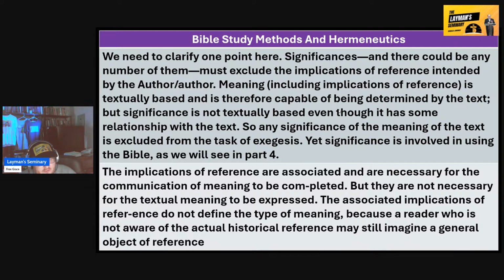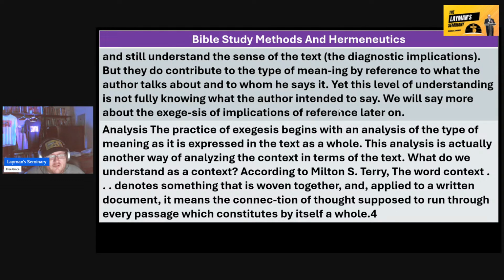The implications of reference are associated and are necessary for the communication of meaning to be completed, but they are not necessary for the text or meaning to be expressed. The associated implications of reference do not define the type of meaning, because a reader who is not aware of the actual historical reference may still imagine a general object of reference and still understand the sense of the text, the diagnostic implication. But they do contribute to the type of meaning by reference to what the author talks about and to whom he says it. Yet this level of understanding is not fully knowing what the author intended to say. We will say more about the exegesis and implications of reference later on.